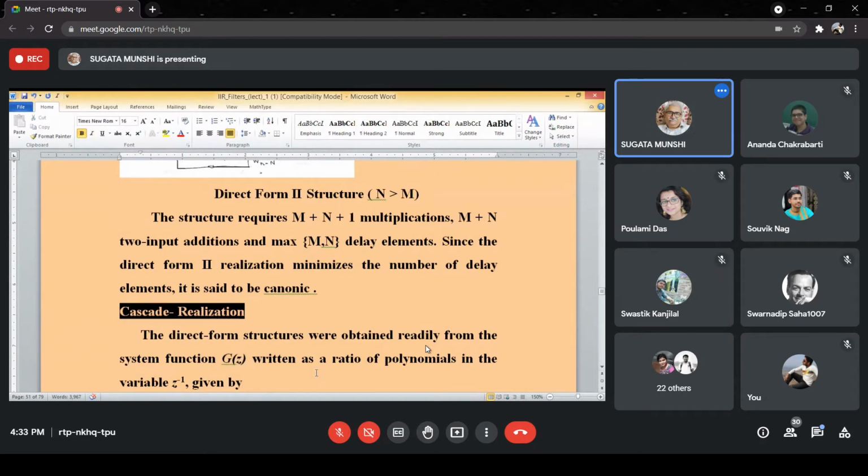Next, have a look at another variant of structure. So this structure is known as cascade realization, cascade form structures. Direct form structures were readily obtained from the expression for G(z) as a ratio of polynomials in z to the power minus 1. To obtain the cascade form realization, what you have to do is factorize the numerator and denominator polynomials in the expression for G(z).